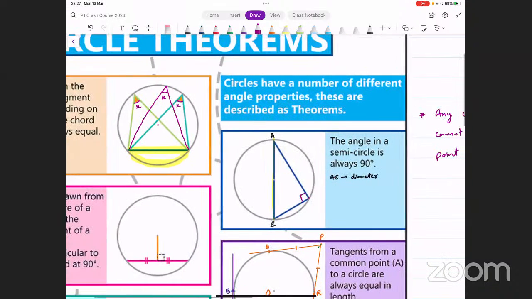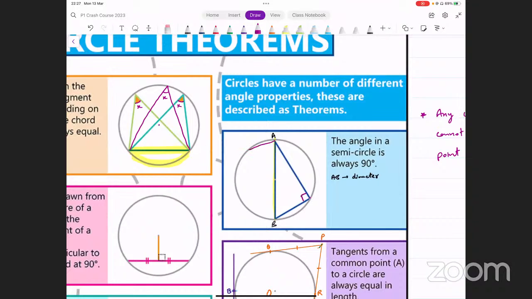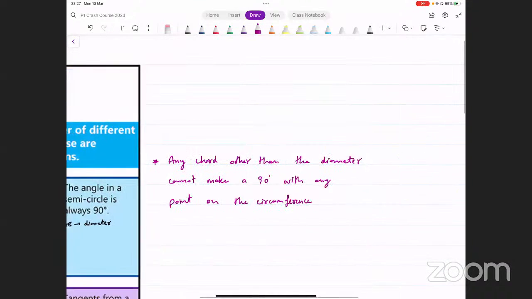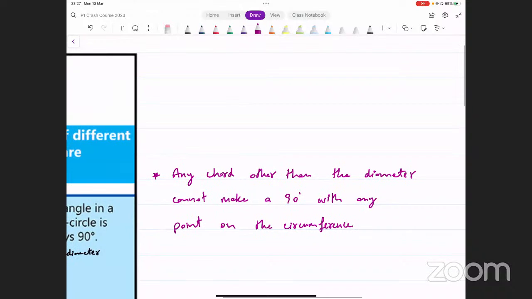For example, if I had another line going like this, maybe here, and then here, like this angle is also going to be 90. So any angle that you make here is going to be 90 like this on the circumference. It's also true the other way around. Any chord other than the diameter is also a chord, right?